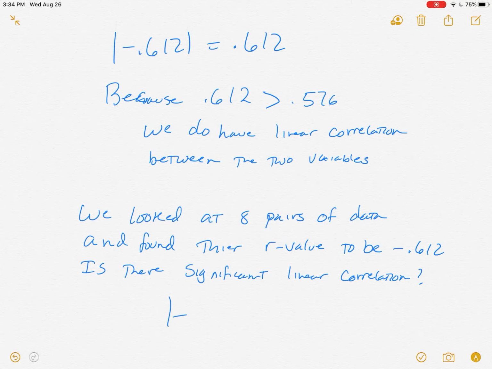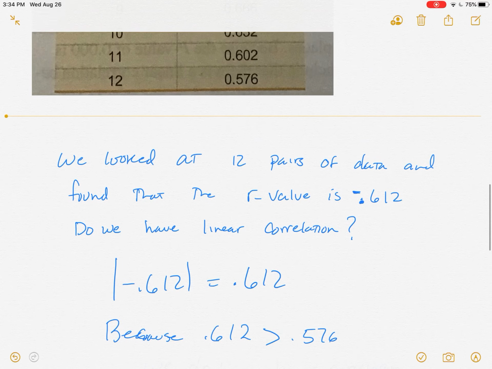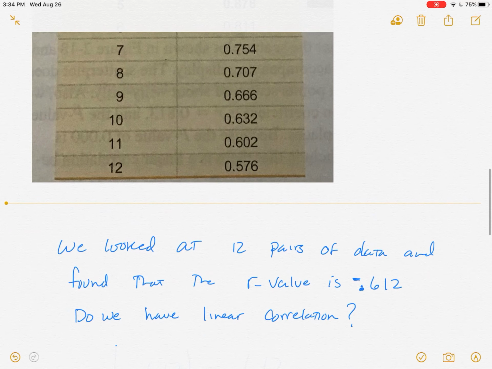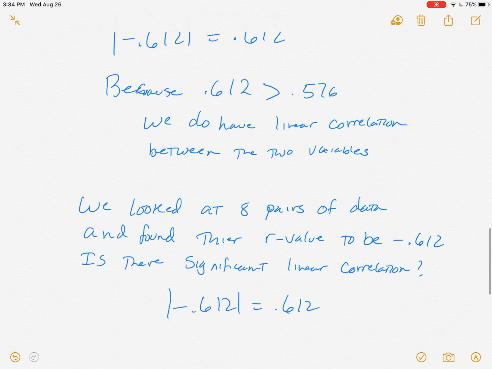So I use the exact same R value of negative 0.612. We always consider the positive of it. And so we're going to come up here, and remember how many pairs of data we had? We had 8. For 8 pairs of data, what they call the critical value, the value that's the benchmark for close enough, you can see it right here is 0.707.